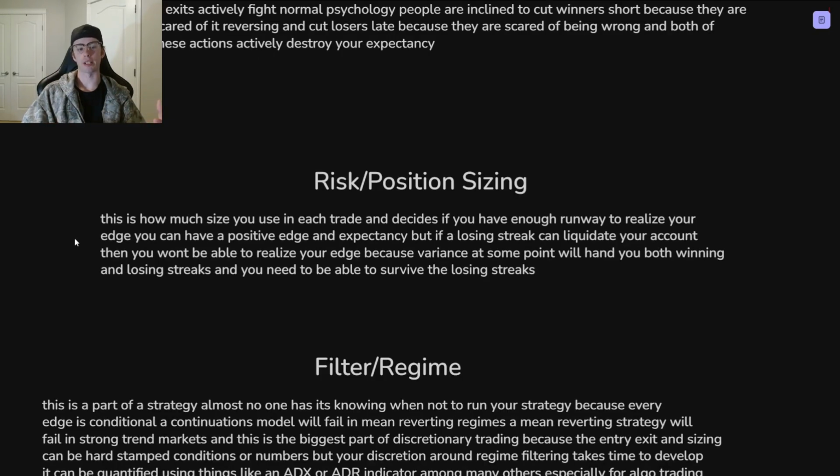Now on to risk and position sizing. So this is how much size you use in each trade, right? If you're trading NQ, do you trade one mini? Do you trade 5 micros? Something like that. And it decides if you have enough runway to realize your edge, because you can have positive edge and expectancy, but if a losing streak can liquidate your account, then you won't be able to realize your edge, because the variance at some point will hand you both winning streaks and losing streaks, and you will go on a run of long losers. And if that run of long losers is enough to fully blow your account, then you do not have proper sizing and proper risk.